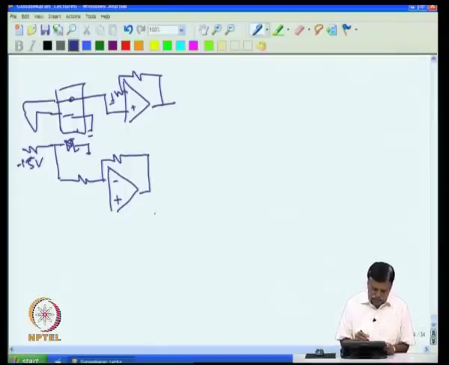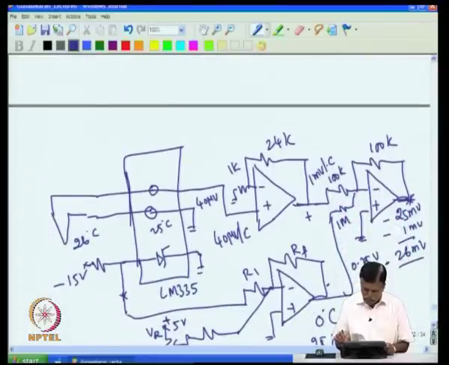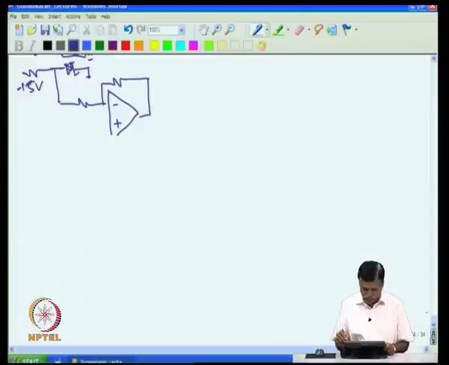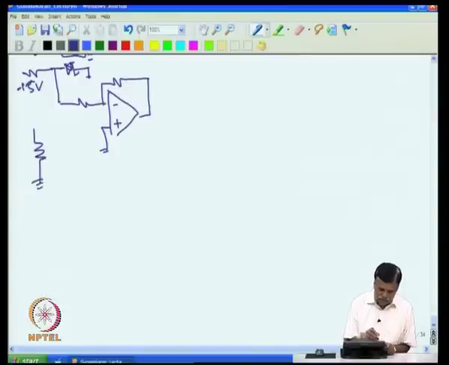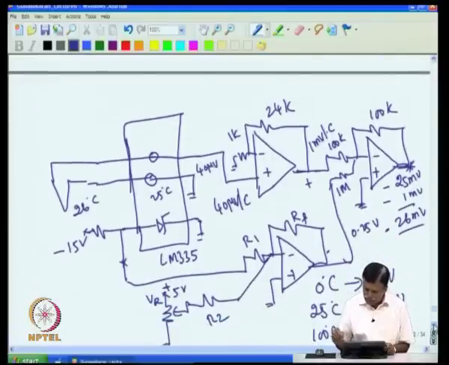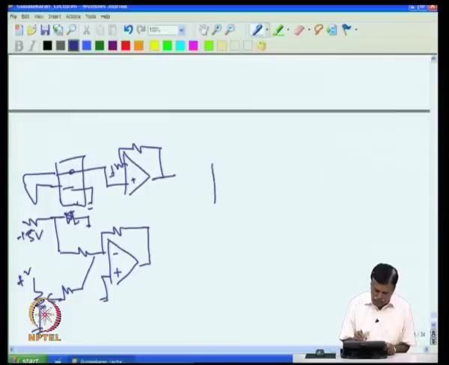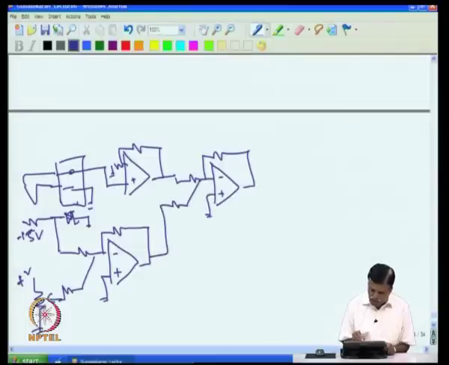What we have done was that we go back and see our earlier circuit. I retain the same circuit, that would be better. So I will put another reference voltage, that is plus, and then same as what we had discussed earlier. And these two are added up to get you the temperature.